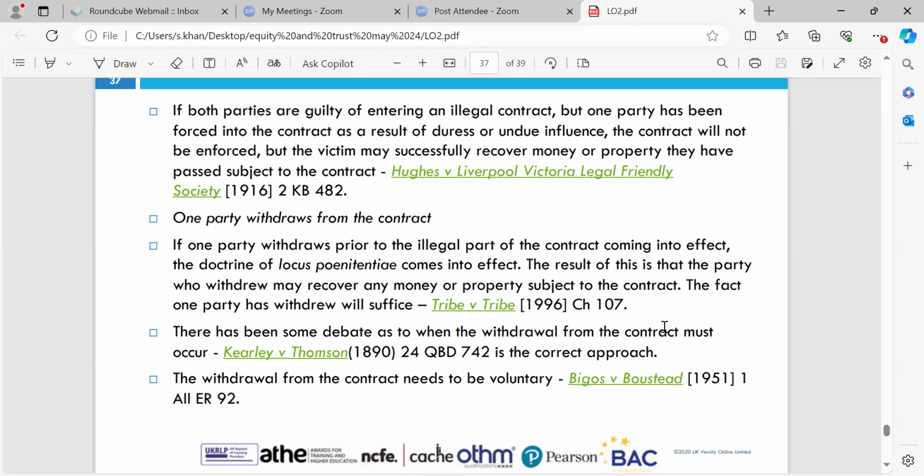There has been some debate as to when the withdrawal from the contract must occur, and the case of Kearley v Thomson (1890) is the correct approach. Then the withdrawal from the contract needs to be voluntary, as in the case of Bigos v Bousted (1954).